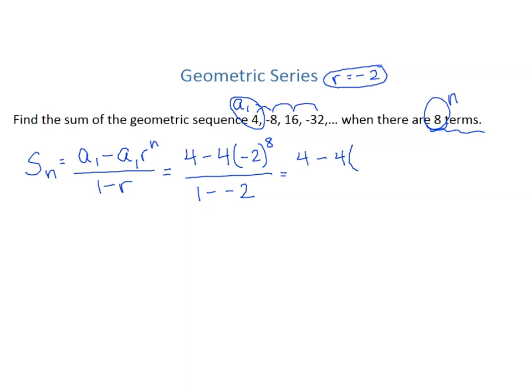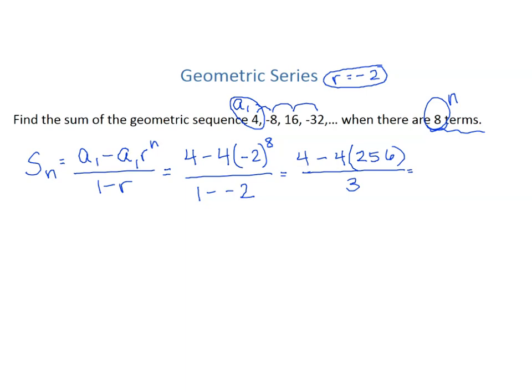If you put negative 2 to the 8th in your calculator without the parentheses, that's not going to mean the same thing as what you've got here. So if you want to know what negative 2 times negative 2 times negative 2, on and on 8 times, if you want to know what that is, you have to be careful and put it inside the parentheses. So negative 2 to the 8th power is 256, and that's over 3.